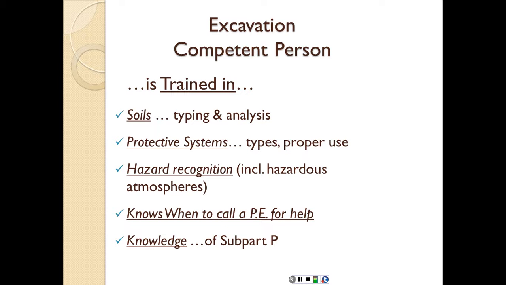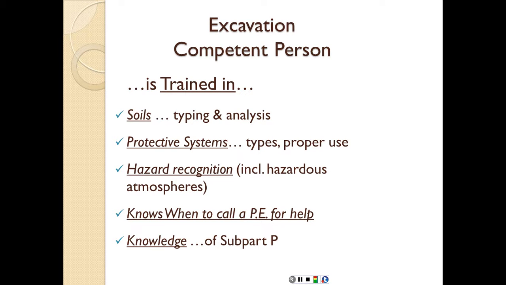Knows when to call a PE for help. PE stands for professional engineer. Usually it's going to be a geotechnical engineer or an engineer specialized in soil analysis and soil design and things like that, especially if the excavation is going to exceed 20 feet. In this case, you must have a certification from a PE to allow you to work inside that trench. So knows when to call a PE for help.